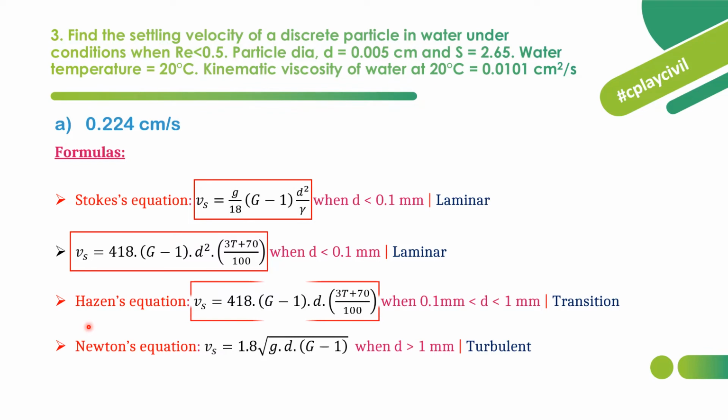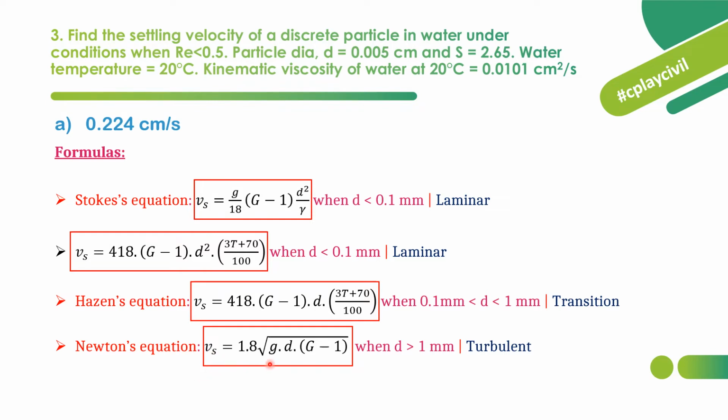Now let's move on to the Hazen's equation. This will be applicable for transition flow conditions or when the diameter of particle is between 0.1 mm to 1 mm. So here this formula is purely dependent on the temperature only. So without temperature we cannot find the Vs, that is settling velocity. So here Hazen's equation goes like this: 418 into G minus 1, d, into 3T plus 70 by 100. So this formula will be applicable when the particle size is between 0.1 mm to 1 mm and the flow is under transition condition. Now let's see the Newton's equation.